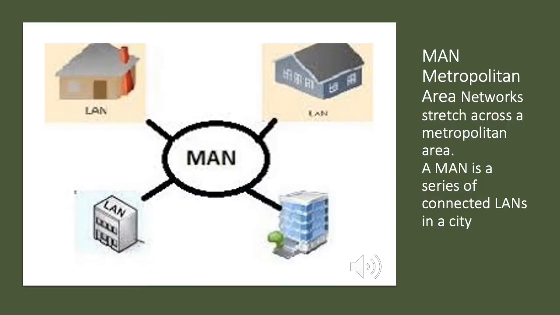A metropolitan area network is a network that connects two or more local area networks or two or more campus area networks, and it does not normally extend beyond the boundaries of a town or a city.